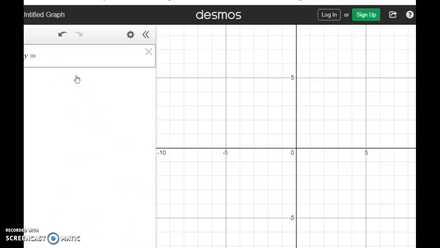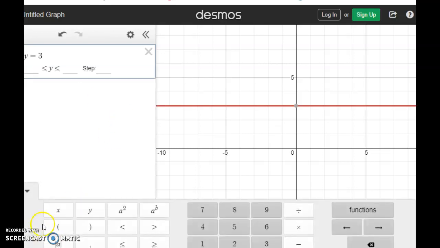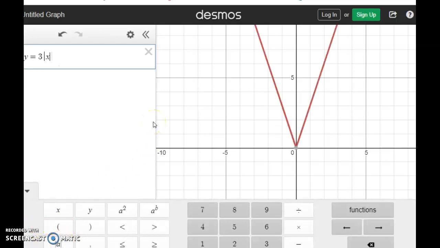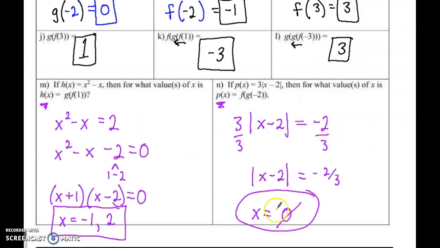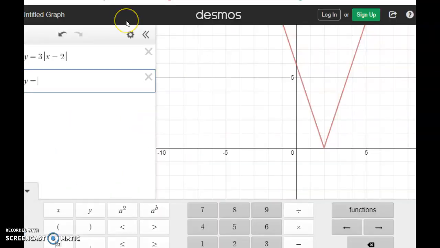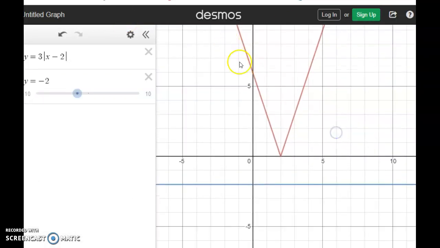Another way you can look at that is with a graphing calculator, and you can just type in the equation y equals 3, and I think there's an absolute value symbol here. There it is. x minus 2, you can close the absolute value, and then you want to see where that graph is equal to negative 2. And you can tell by my graph that the absolute value function never hits a y value of negative 2, and if they never cross, then there's no solution. That's another way they can visualize this kind of answer.